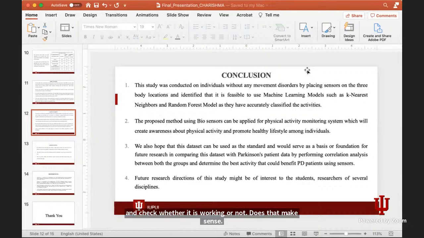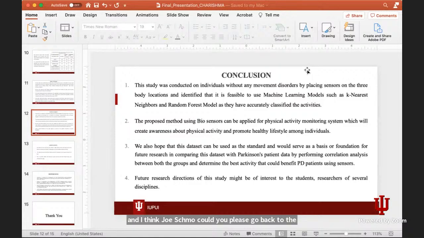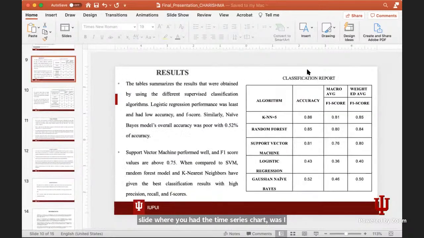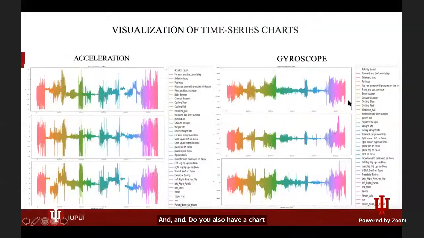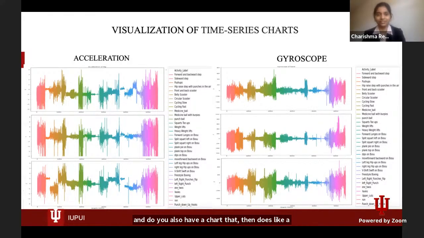Yeah, I think it's a great plan. And Charishma, could you please go back to the slide where you had the time series chart? Because I thought that was very interesting. Do you also have a chart that does a cluster analysis for this, or no? No, Professor, I just did these visual time series charts.